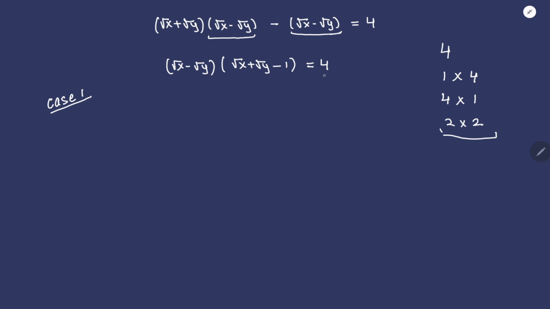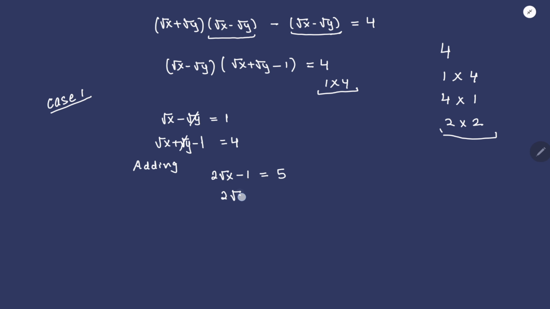Case 1 is 1 times 4. Under root x minus under root y is 1. Under root x plus under root y minus 1 is equal to 4. Okay. Now you add these equations. Adding, this will cancel out. You will get 2 under root x minus 1 is equal to 5. 2 under root x is equal to 6. When 1 goes to that side, it becomes positive. And under root x is equal to 3. x is equal to 9.